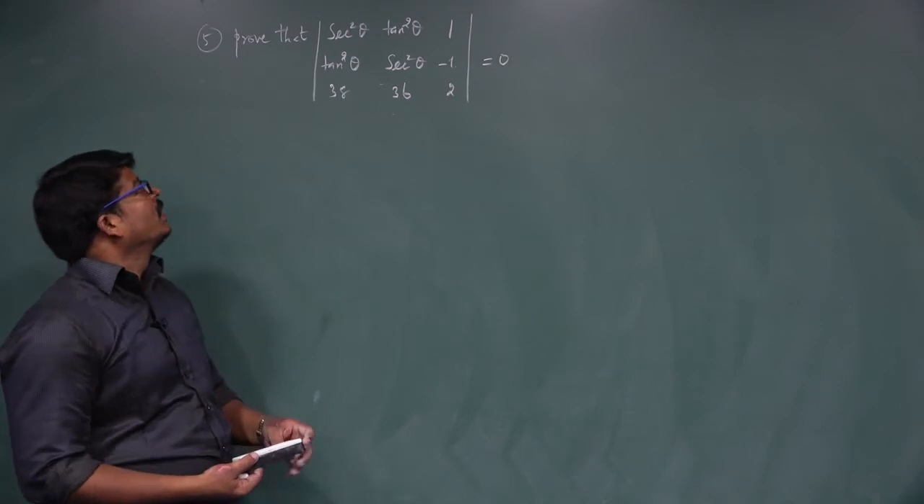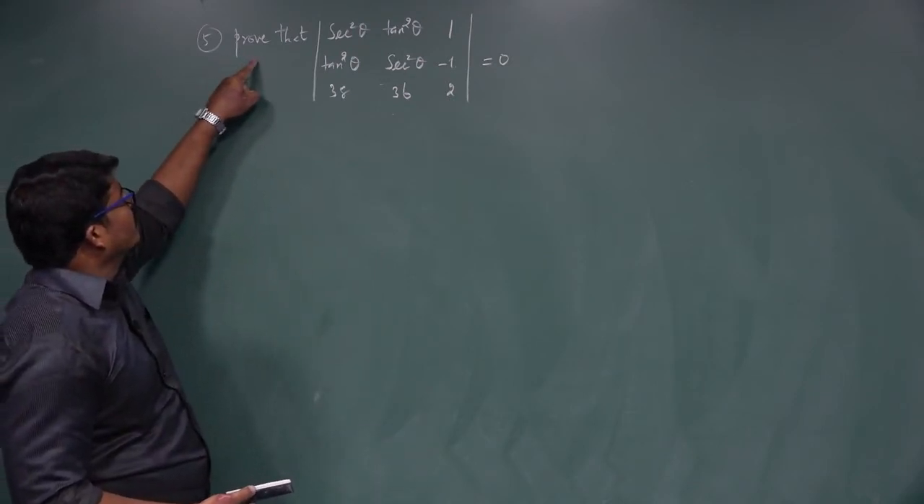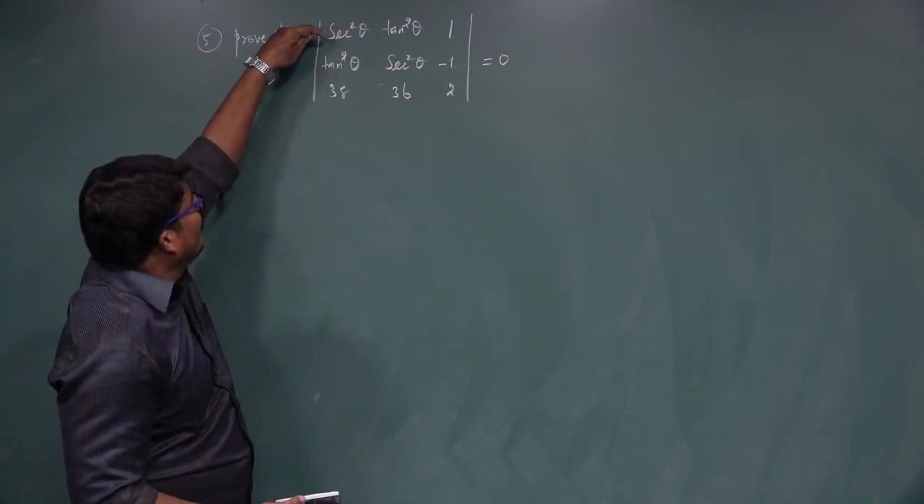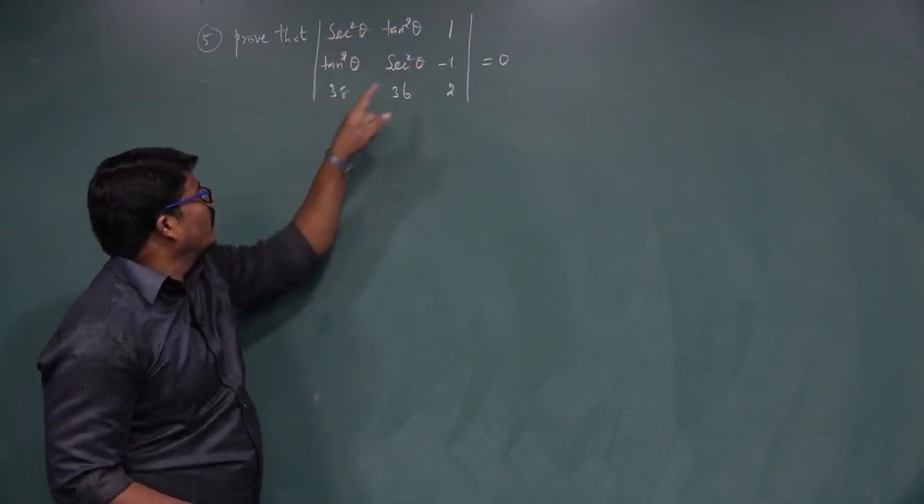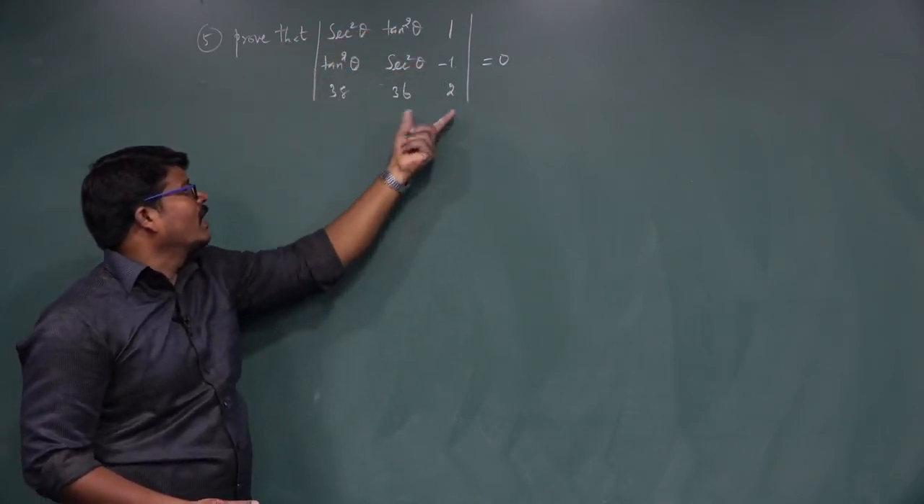Next problem, fifth one. Prove that the determinant secant square theta, tan square theta, 1; tan square theta, secant square theta minus 1, 3; 8, 36, 2 is equal to 0.